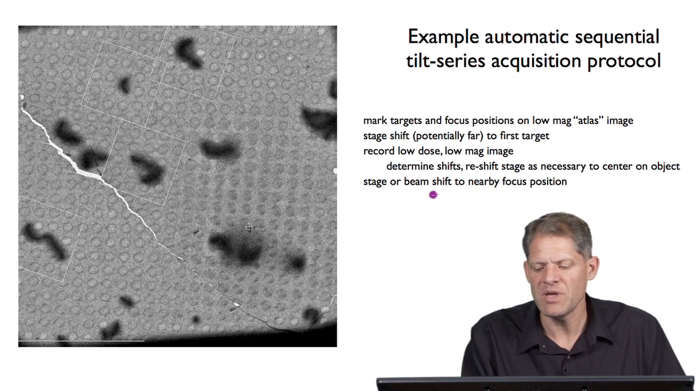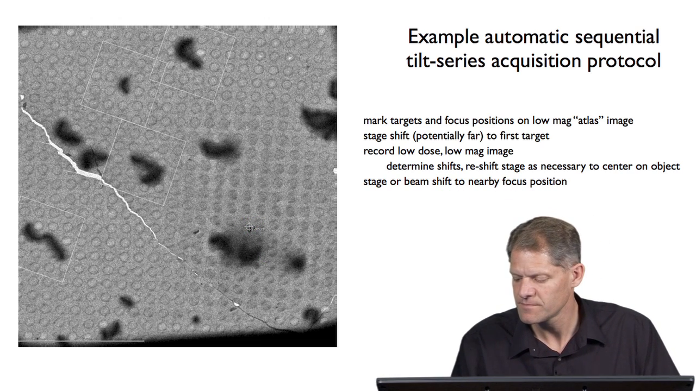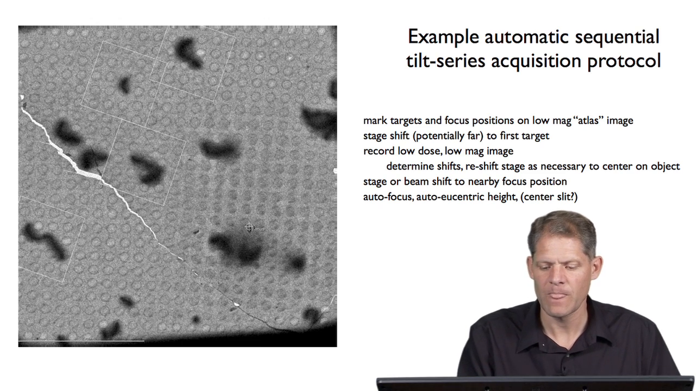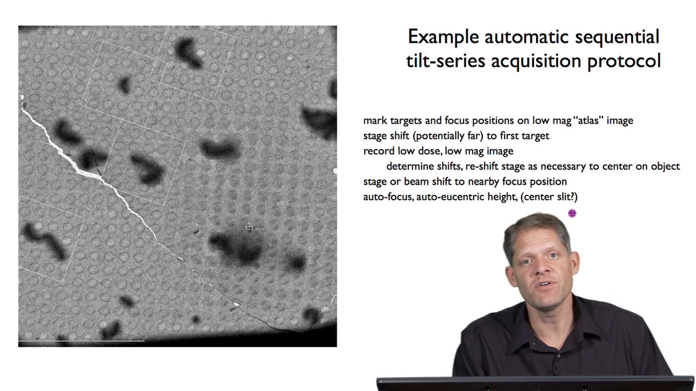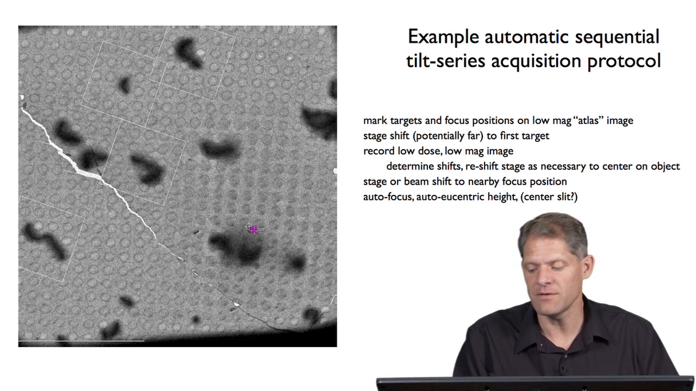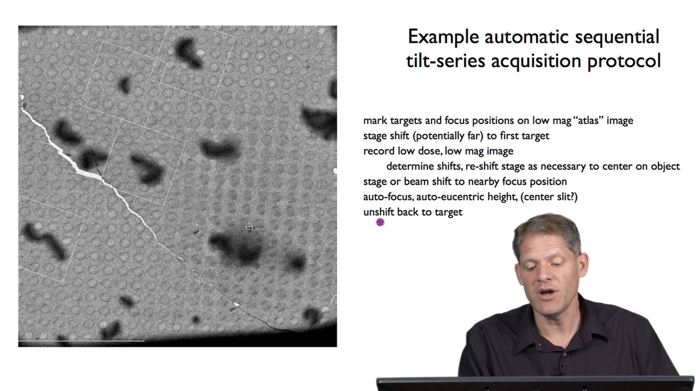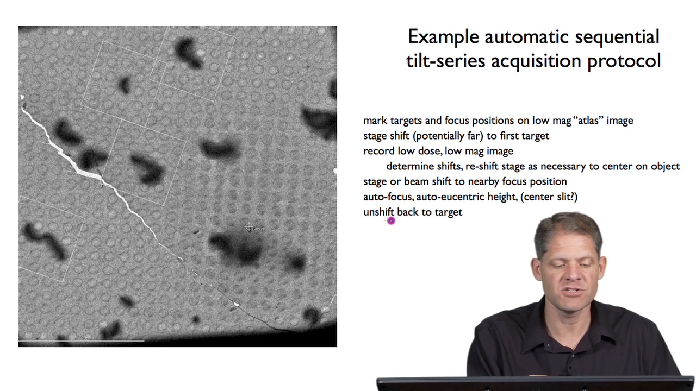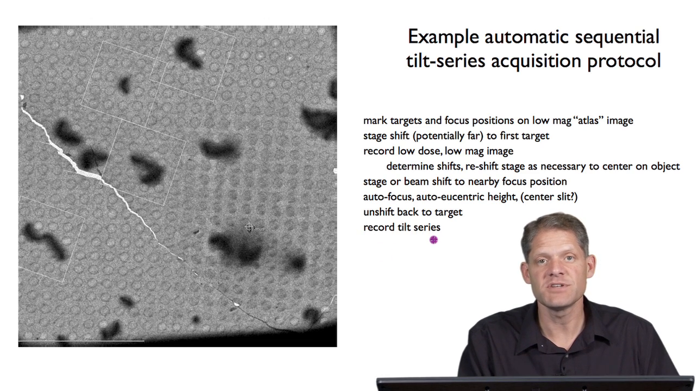Then you could stage or beam shift to a nearby focus position, for instance over here. And here you would perform an auto-focusing procedure and an auto-eucentric height. And you might even center the slit on your energy filter at this focus position, where you can apply as much dose as you need. Then you unshift the stage back to the target of interest and record the tilt series.